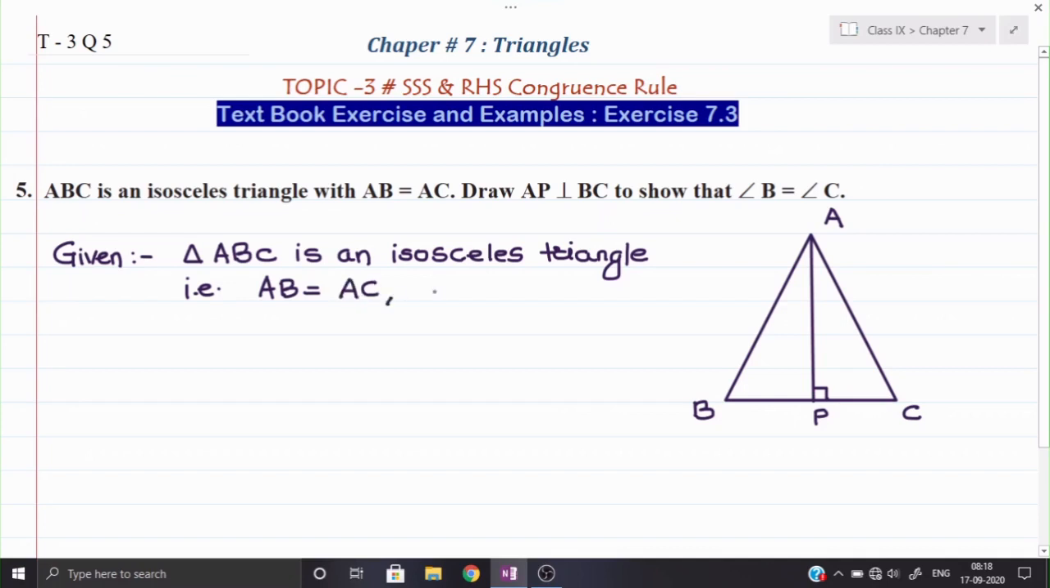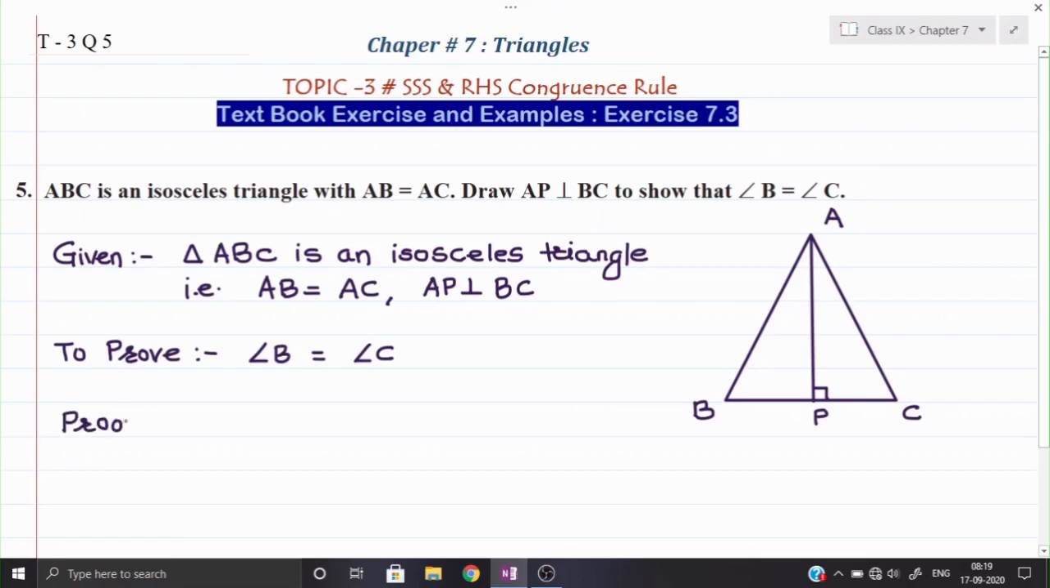Okay, second thing, it is given that AP is perpendicular to BC, so that also we will mention here. You can write down the values of the angles which are 90 degrees, that is also possible, but this one is sufficient. Okay, so these two things are given. Now what we need to prove here, that we will mention. We need to show that angle B is equal to angle C. So these two angles we need to show equal. Let us start the proof.